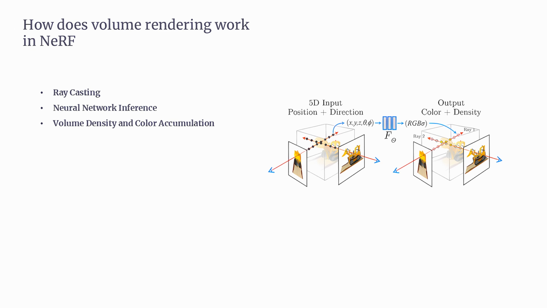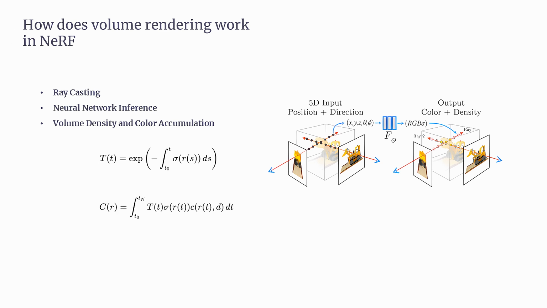The third, volume density and color accumulation. We use the volume density to determine how much light is absorbed as it travels through the scene. The goal is to accumulate color and transparency as the ray progresses through the medium, which is done using classical volume rendering techniques. The key here is the transmittance function, which tells us how much light has passed through a point without being absorbed. It's defined as T(t) = exp(-∫σ(r(s))ds).